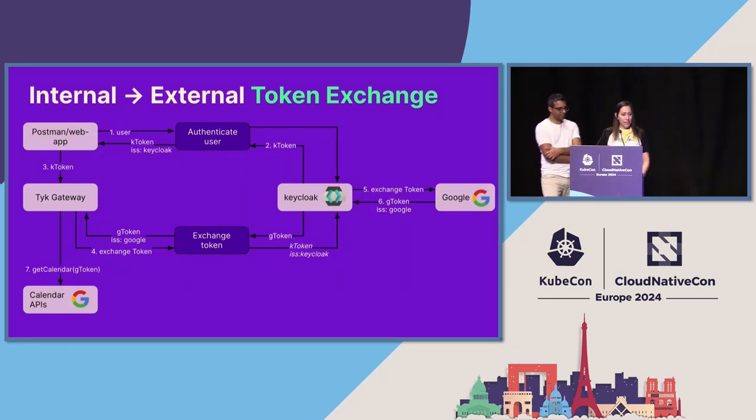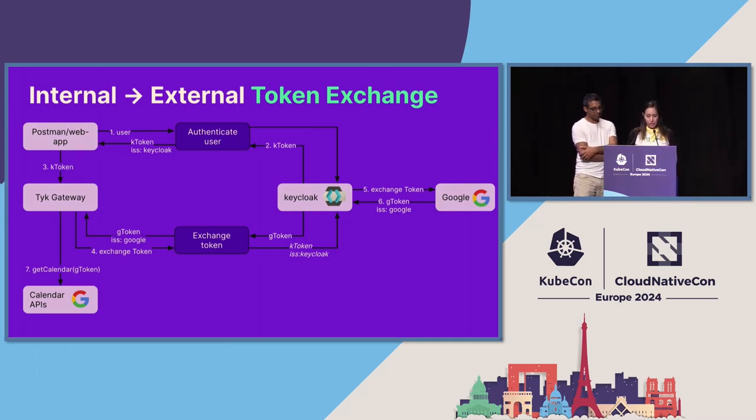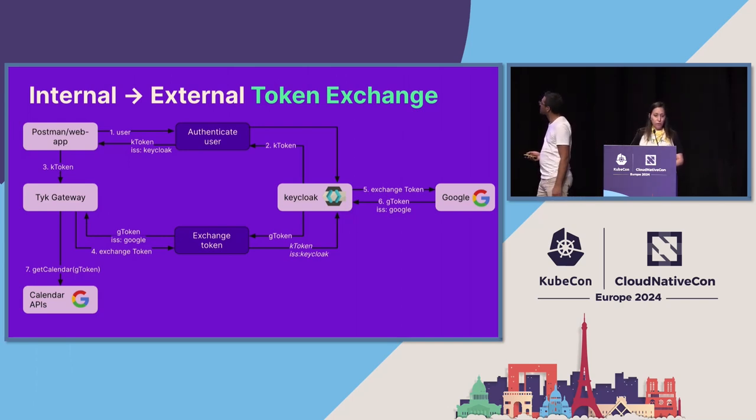So in our previous example, we used the gateway to protect the perimeter and exchange an inbound access token for a new token, which could be used internally. It's also possible to exchange a Keycloak token for an external token minted by an external identity provider. Consider a situation where our web app possesses an access token issued by a default identity provider, our Keycloak, which is in a trusted domain, but now our application needs to access Google Calendar APIs.